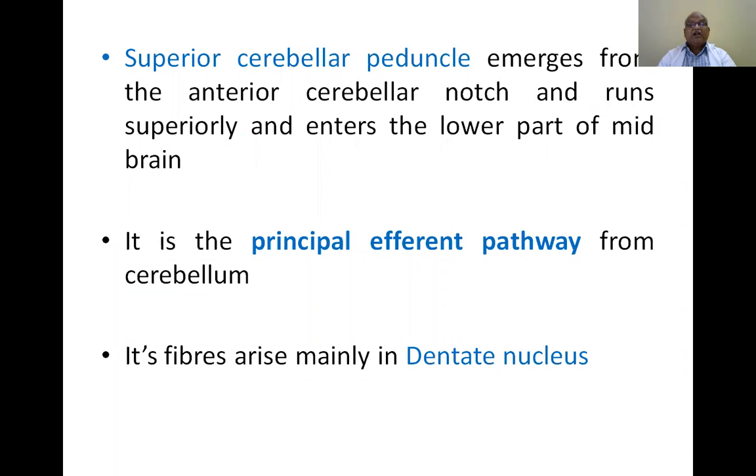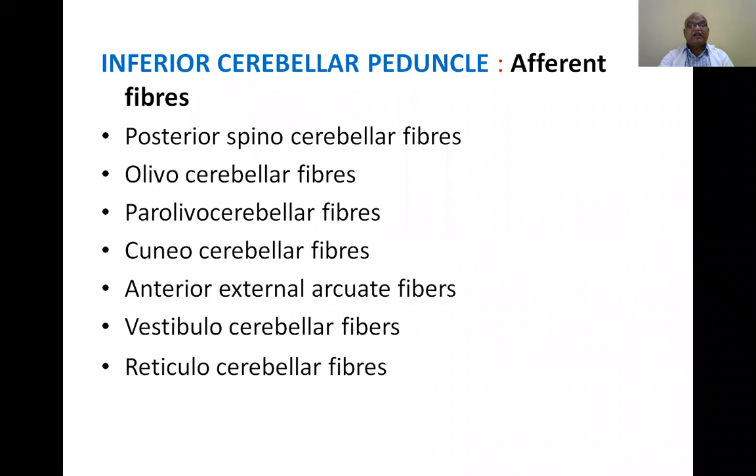Now, the superior cerebellar peduncle emerges from the anterior cerebellar knot, runs superiorly, and enters the lower part of the midbrain. It is the principal efferent pathway. Its fibers arise mainly in the dentate nucleus, as I already told you. Now, the inferior cerebellar peduncle afferent fibers.